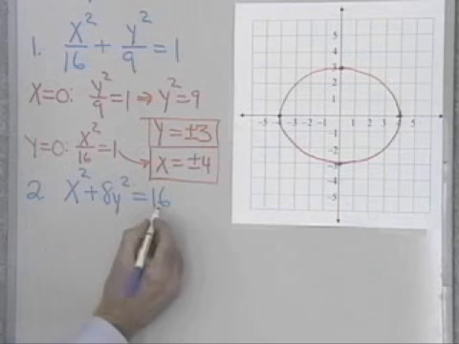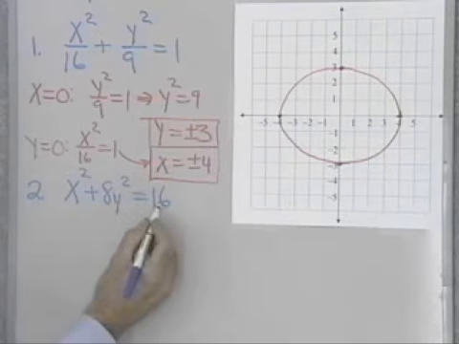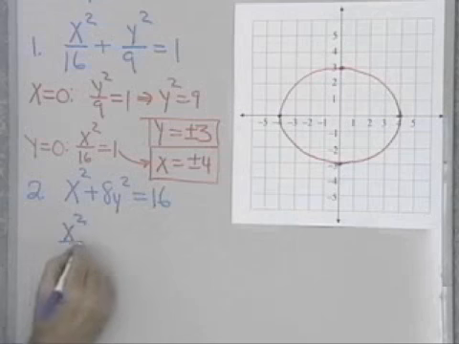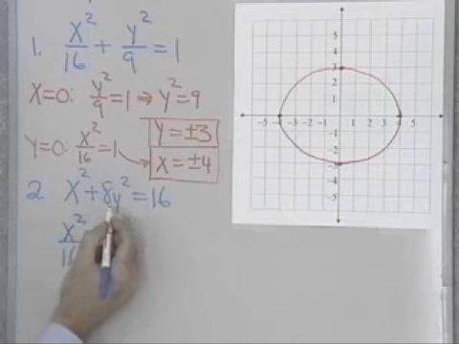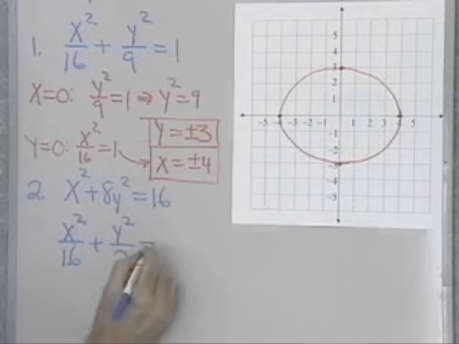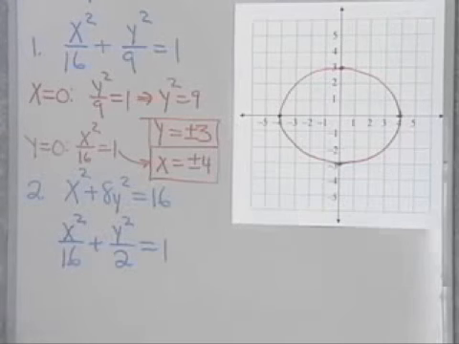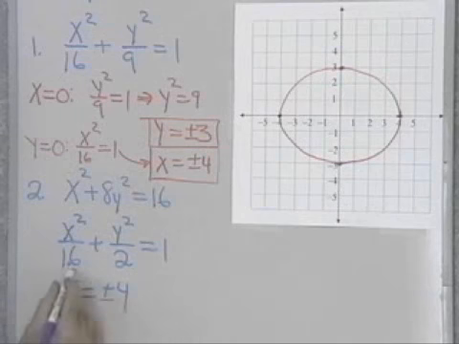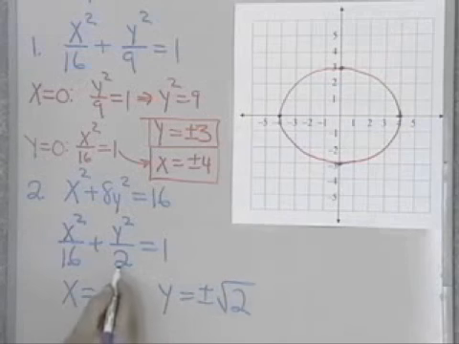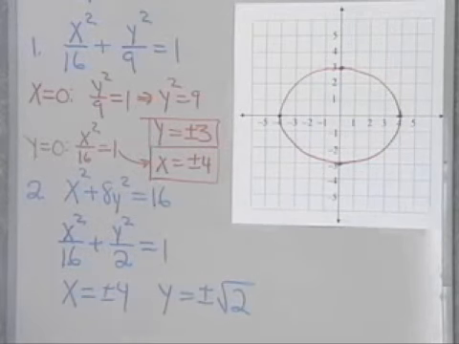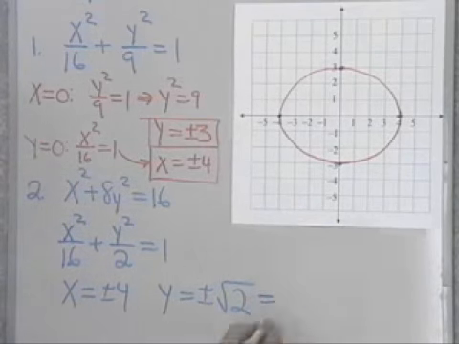Now this one is not written in standard form, and I can write it in standard form by getting a 1 right here. I'll do that by dividing both sides by 16. When I do that, I have x squared over 16 plus y squared over, dividing 8y squared by 16 gives me y squared over 2, and that's equal to 1. So that means that my x-intercepts will be at x equal plus or minus 4, that's the square root of this number, and my y-intercepts will be at plus or minus the square root of 2. Because this number is 2, its square root is plus or minus square root 2. Now, plus or minus the square root of 2, that's going to be about 1.4.